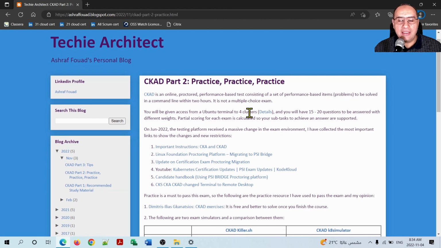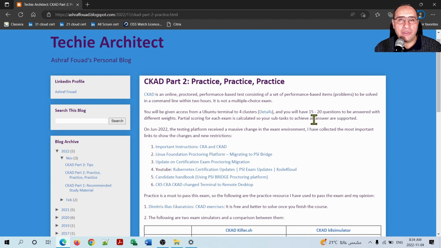The CKAD is a performance-based proctored online exam. Practicing is a very important part after you study your course material. Especially, you will be given access from an Ubuntu terminal into 2-4 clusters. You will find all the details from Linux Foundation here. And you will have questions ranging between 15 to 20.